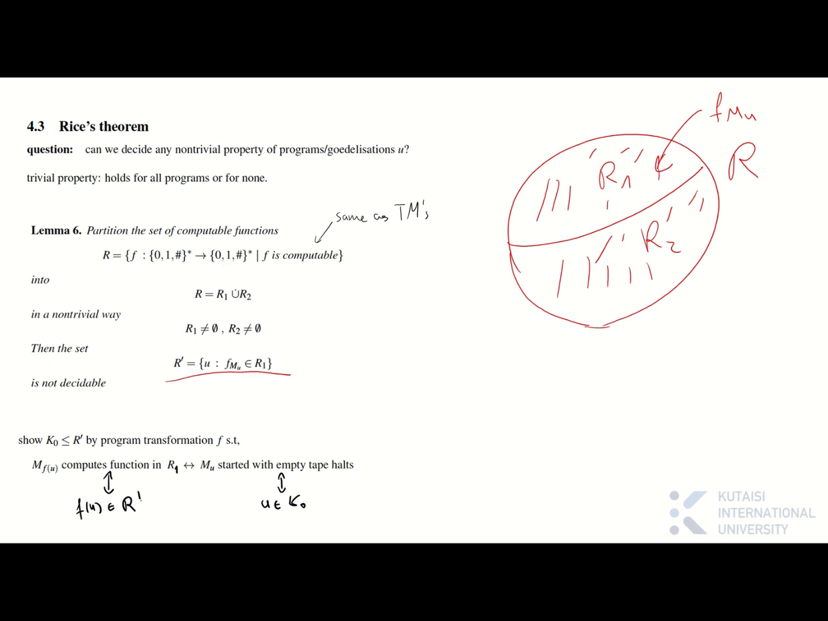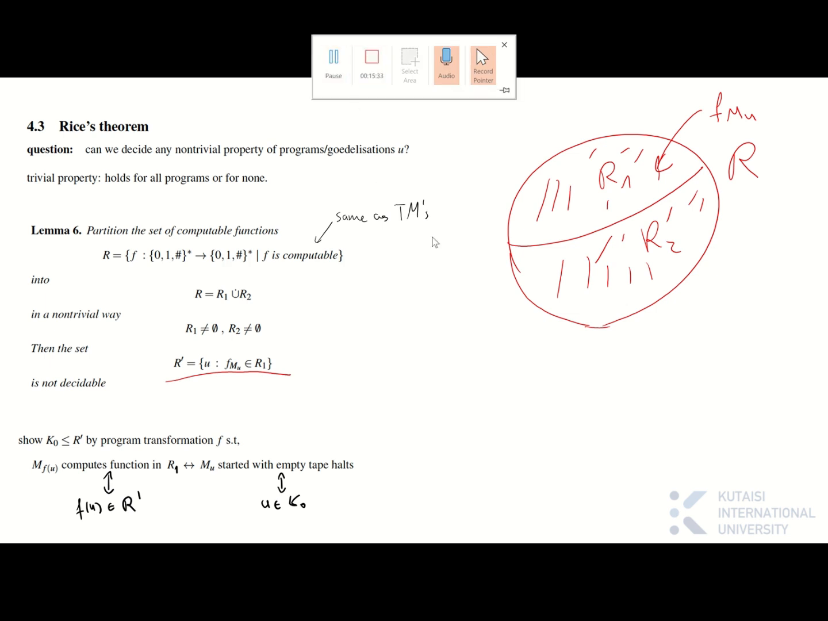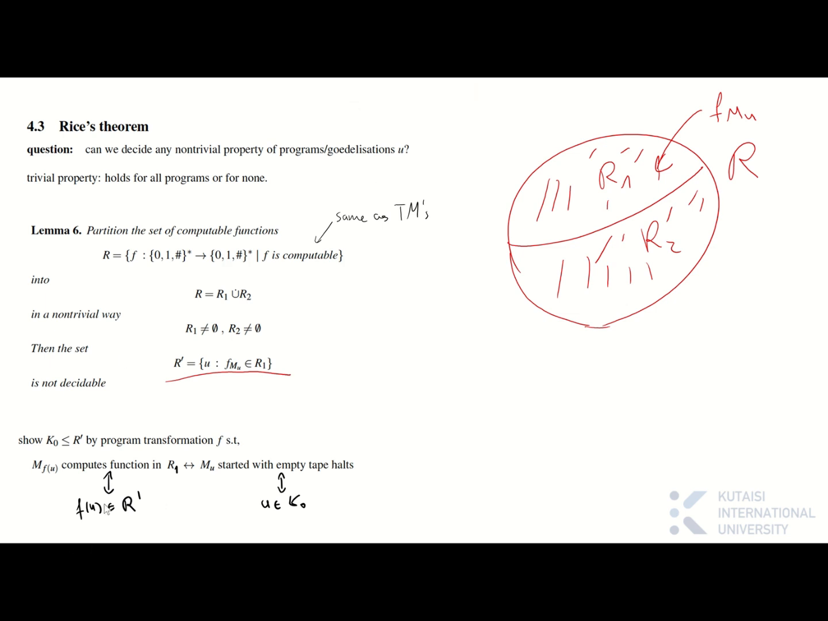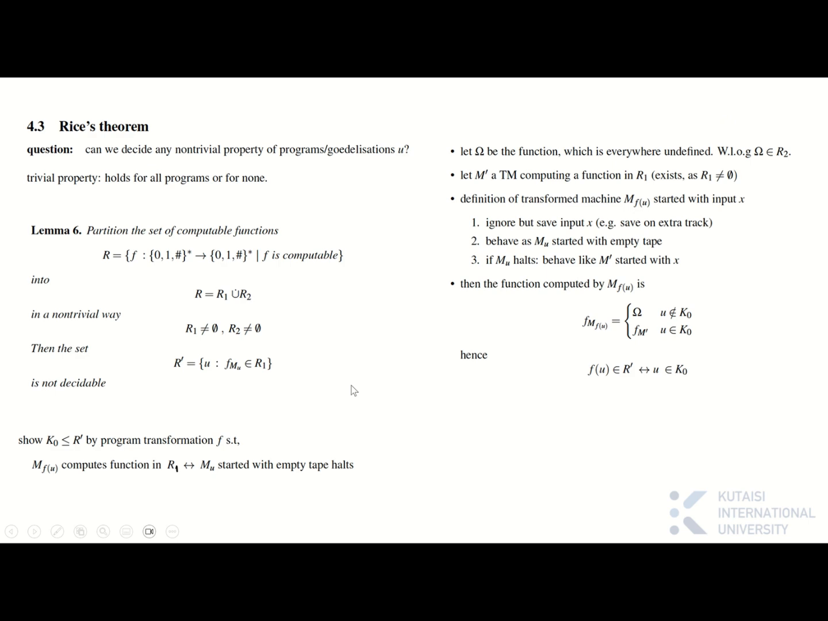So only thing I have to construct now is this middle thing here. Construct M f of U such that it computes a function in R1 if and only if MU started with empty tape holds. F takes MU to M f of U. Okay, so this is f of U. So I have to construct this and then I'm finished. So how do I construct this?